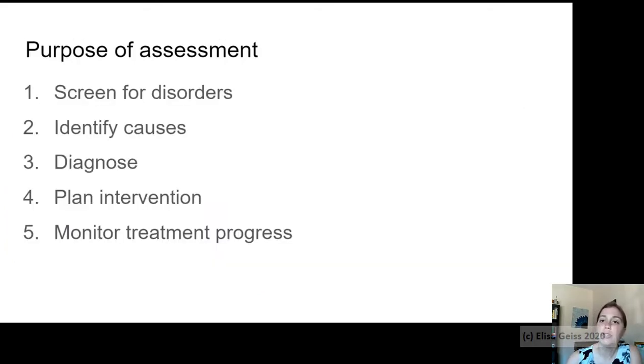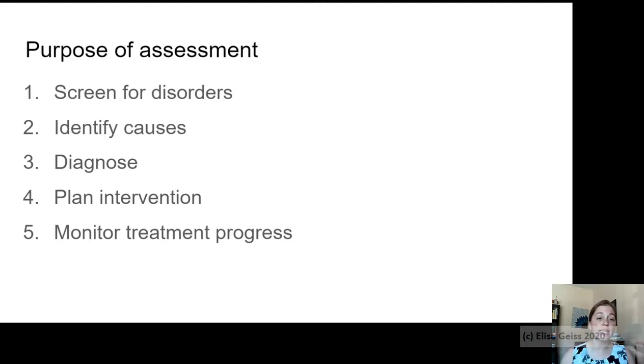If we really get down to the purpose or the reason for doing these assessments, it's really to check: are there different types of disorders, and does that child actually classify under those disorders? So we can screen children to see, hey, is this autism? Is it anxiety? Is it ADHD? We can go through these different types of screeners to see what is happening with that child. In addition, as I said before, we are going to identify the causes of the disorder or what is maintaining that disorder. We can also do a diagnosis.